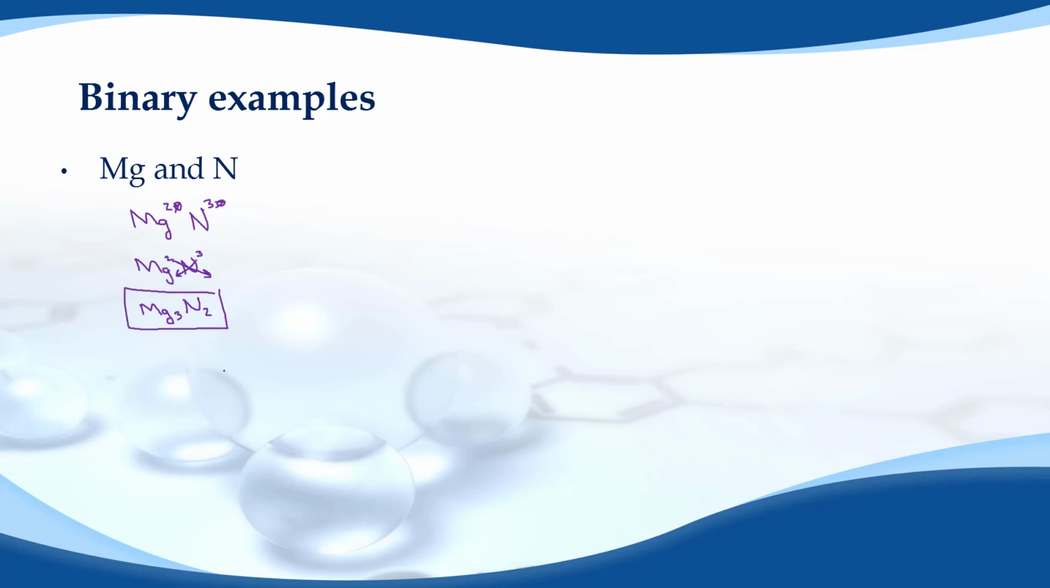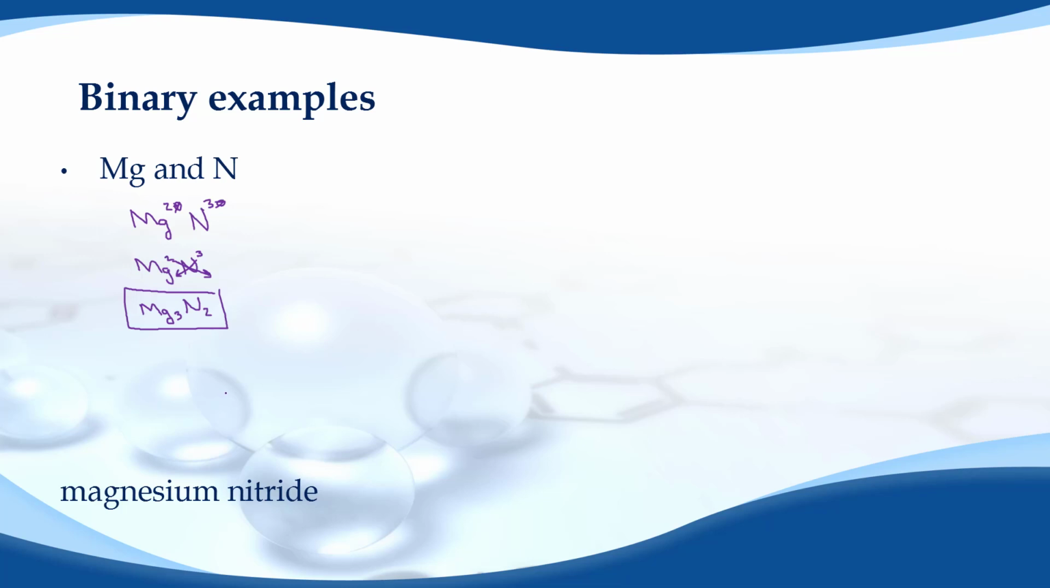Mg3N2. That is the formula for the compound formed between magnesium and nitrogen. Right, the charges cancel out, and the name of the compound, well, Mg is magnesium ion, negatively charged nitrogen, negatively charged elements end in ide, so this becomes nitride. So Mg3N2 is magnesium nitride.